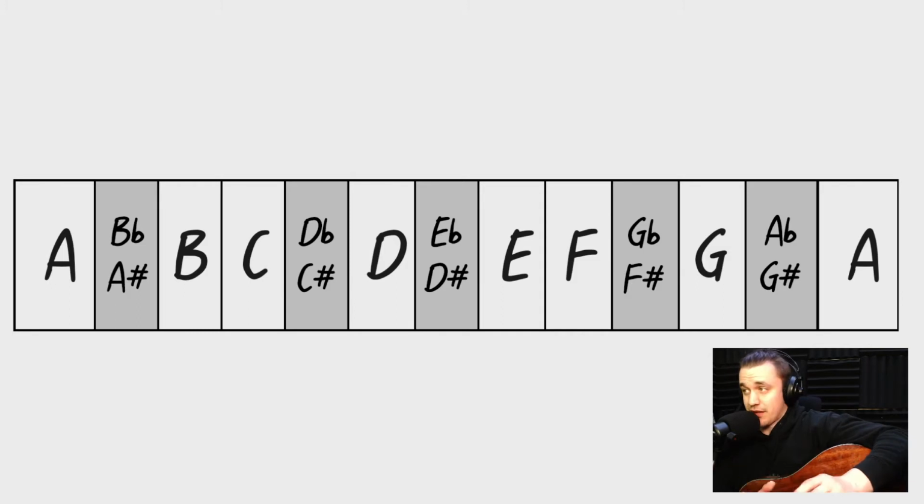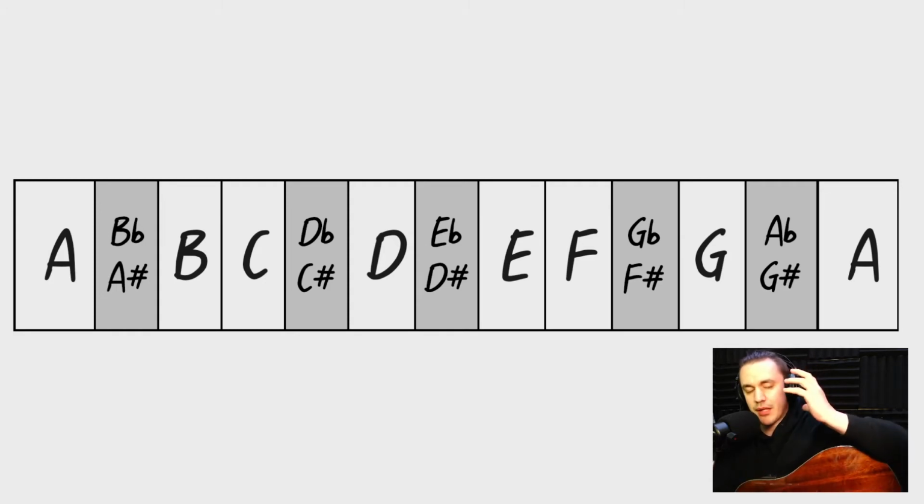So the notes are this. You have A, and then you get to B flat or A sharp, B, C, D flat or C sharp. You have D, which is E flat or D sharp, E, F, G flat or F sharp, G, A flat or G sharp, and A. And if you're looking at this, you're like, why are some two notes and why are some individual notes? I will show you, and really you can think about it like this.